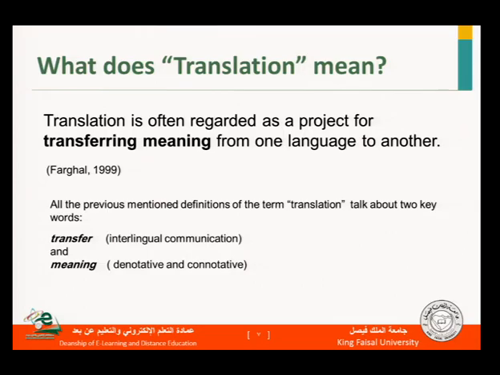This is for Farghal. Okay, all the previously mentioned definitions of the term translation talk about 2 key words. The first one is transfer, the second one is meaning. 2 key words in the definition of translation: transfer and meaning. كلمات مفتاحية أساسية في الترجمة هما transfer النقل و meaning المعنى.